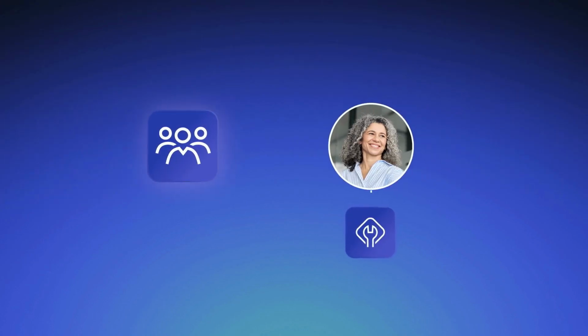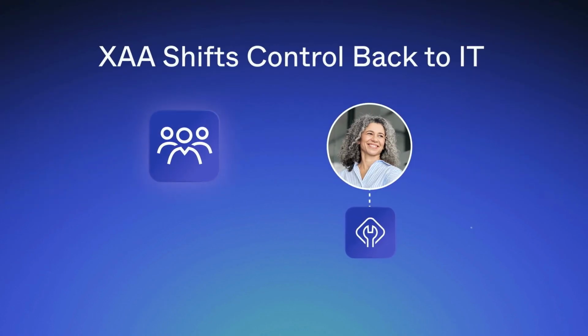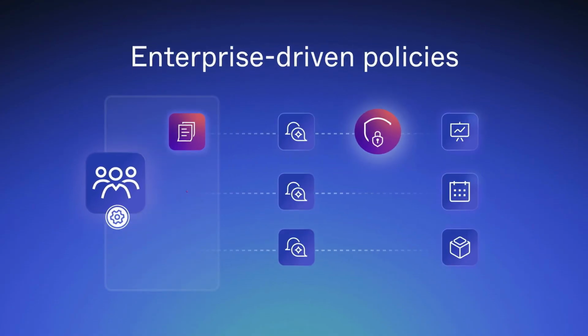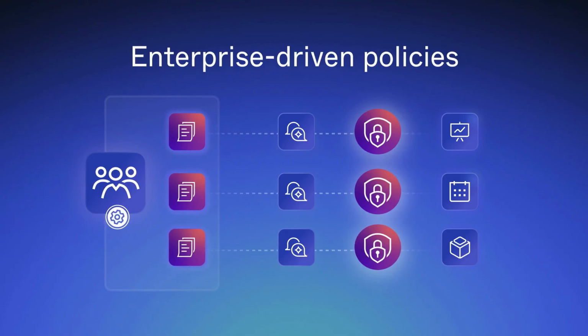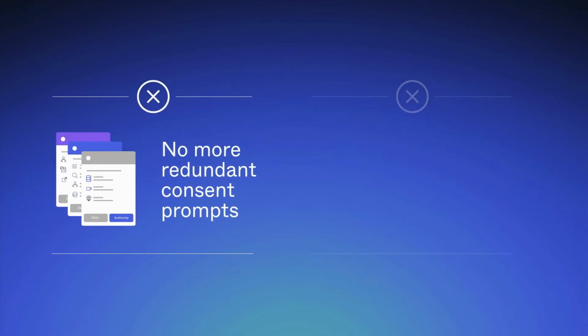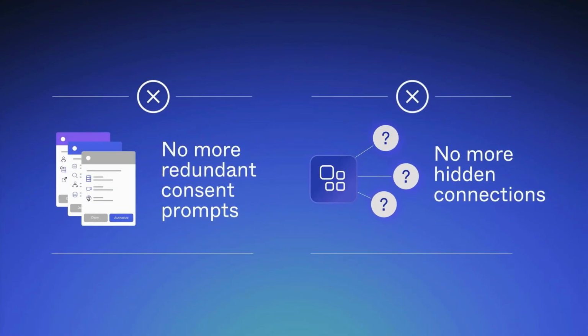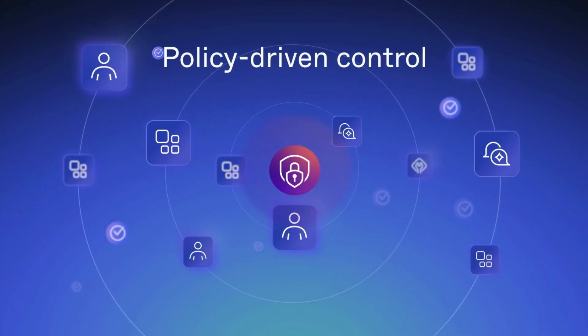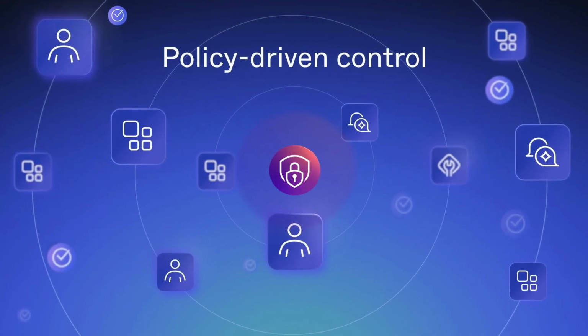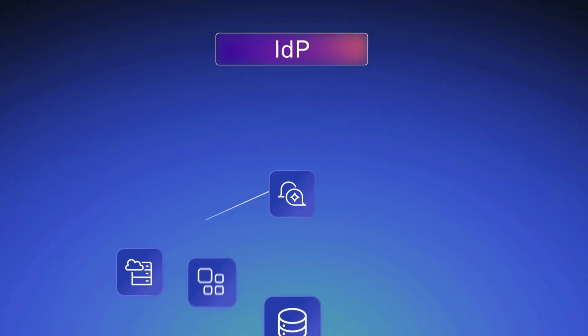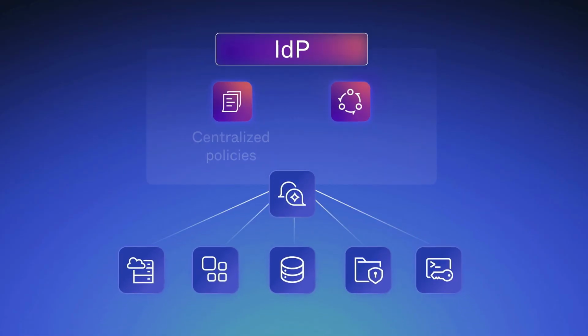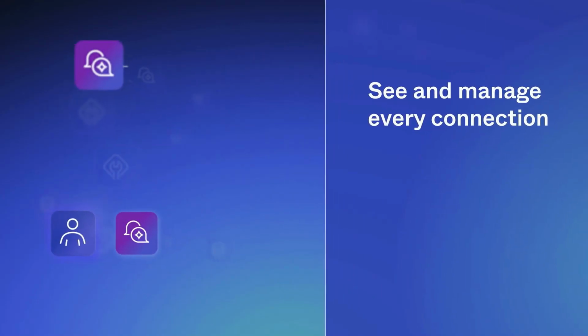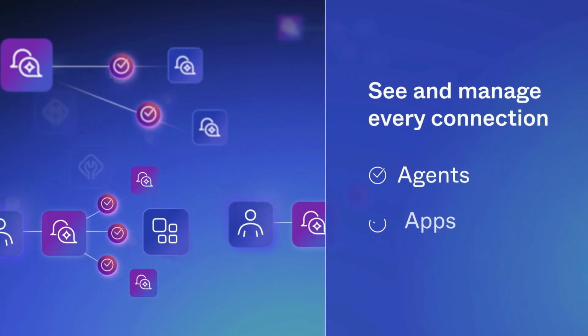As an extension of the MCP spec, cross-app access shifts that control back to IT. Instead of users granting access, the enterprise defines policies for which apps and agents can talk to each other. No more redundant consent prompts, no hidden connections, just simple, centrally managed, policy-driven control at the identity layer. The IDP centrally governs agent-to-system interactions using centralized policies and lifecycle management. IT can see and manage every connection, from agents to enterprise apps.